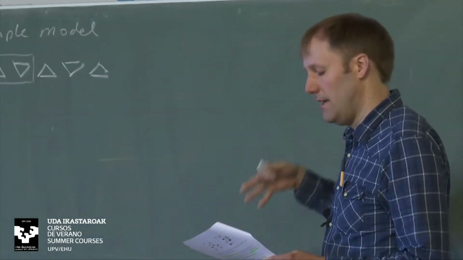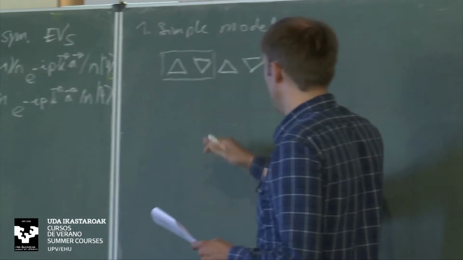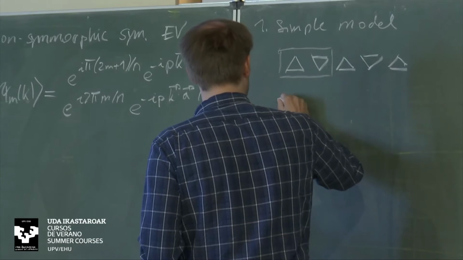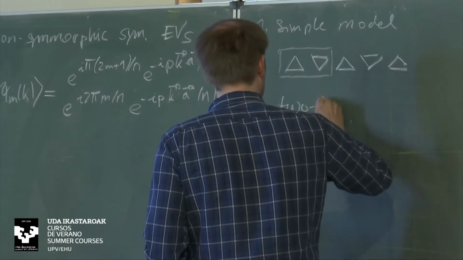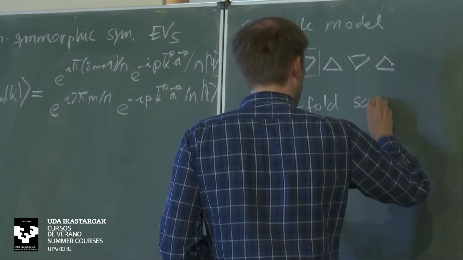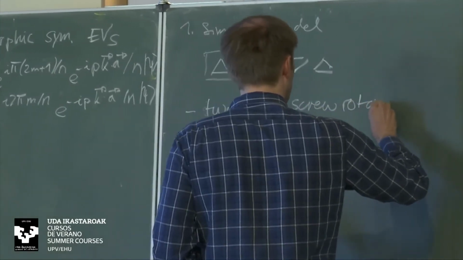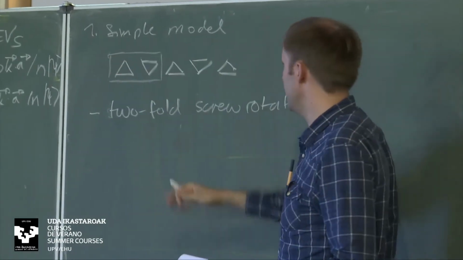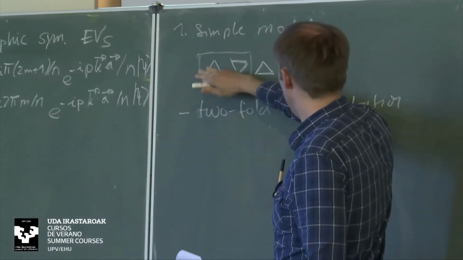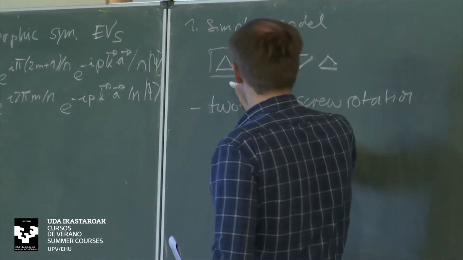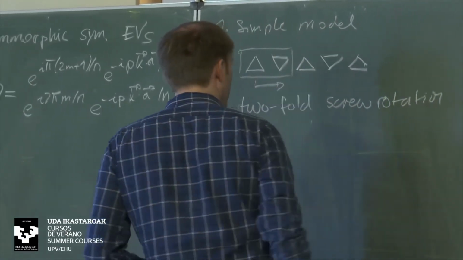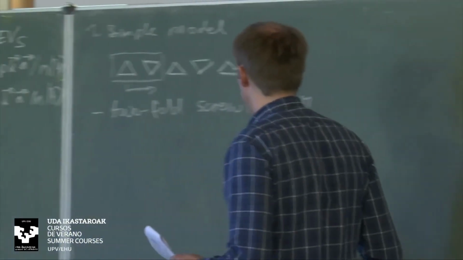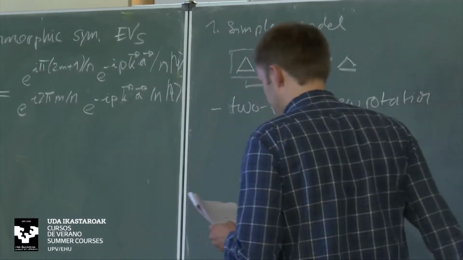And I have here, if you wish, a non-symmorphic symmetry. So a screw rotation, twofold screw rotation, which basically rotates this triangle along this axis. So this up triangle becomes a down triangle, and then you shift by 1/2 of this lattice translation vector along the invariant space of the rotation axis, which is this axis.